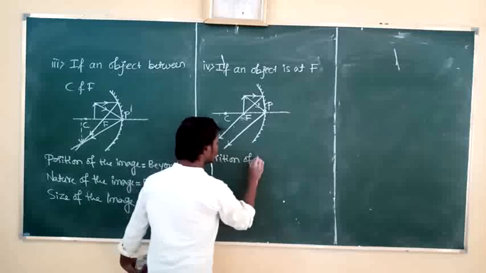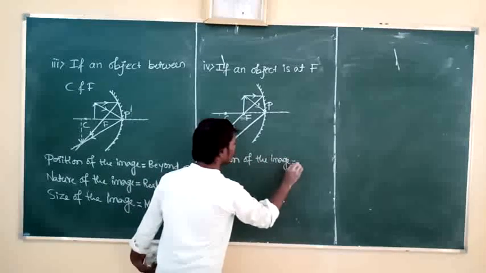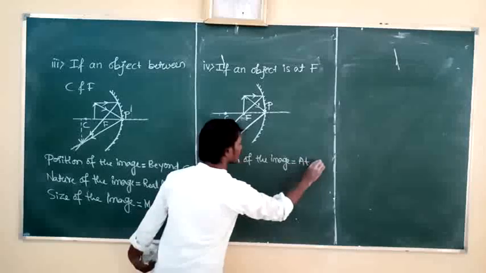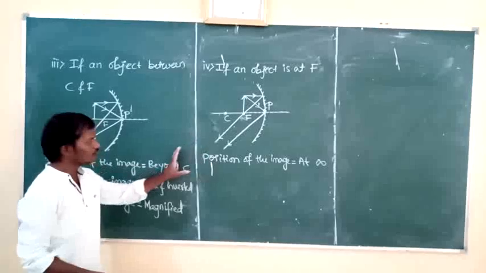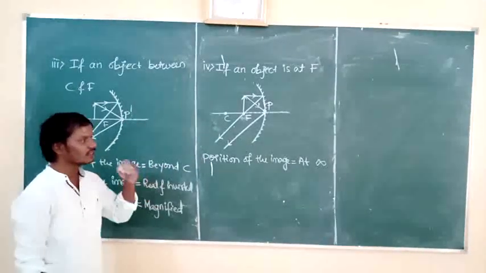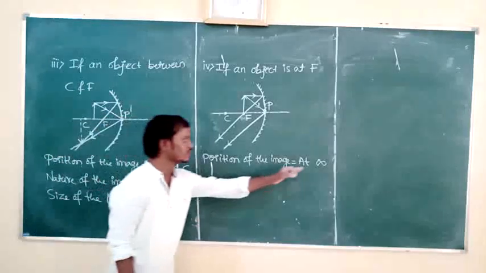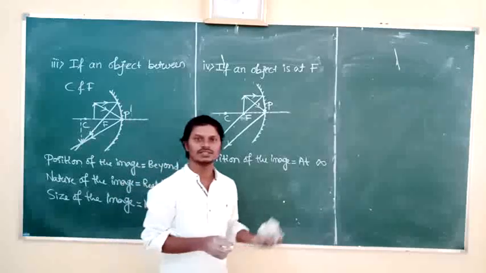Position of the image is at infinity. At infinity, because at the large distance we will get the image. At the large distance we will get the image means that image distance can be taken as infinity. And also one more thing is there, by using the mirror equation we can find out.